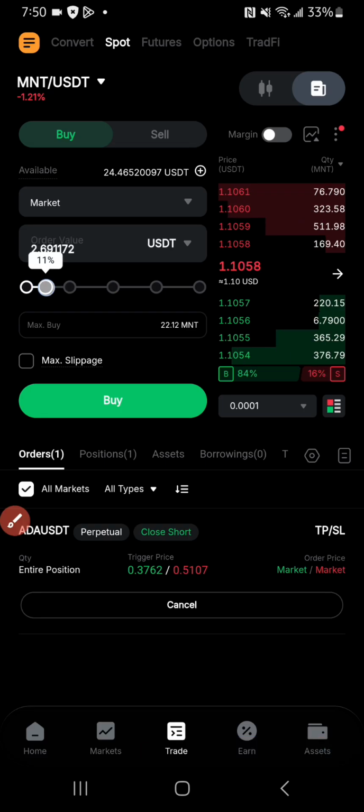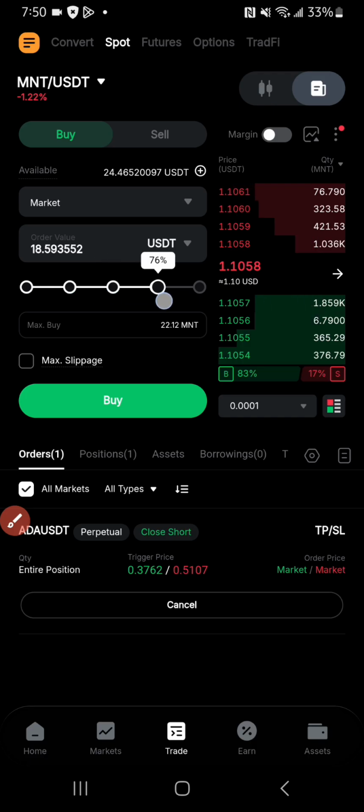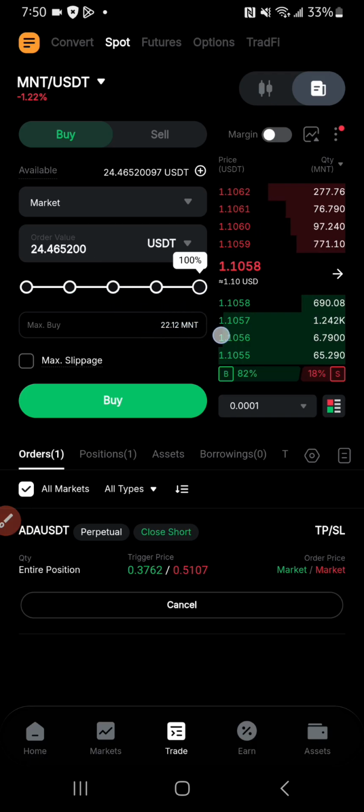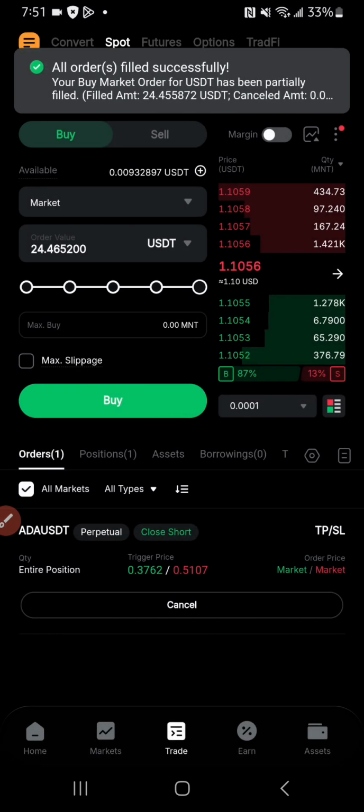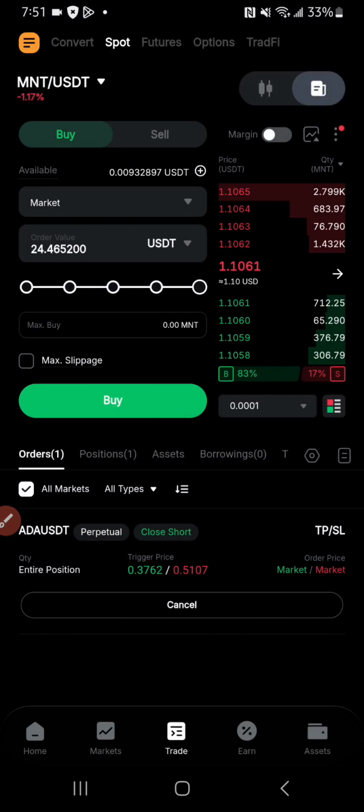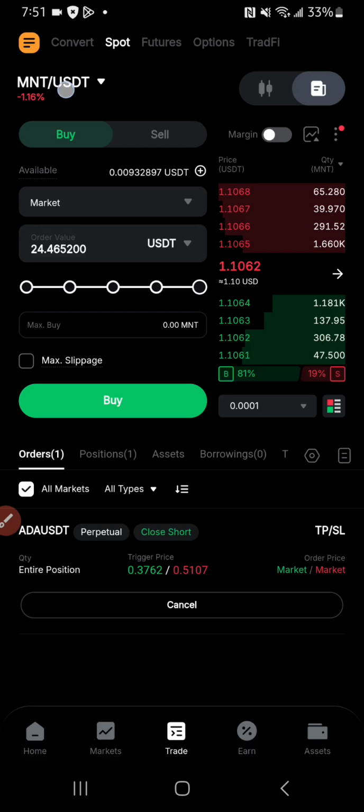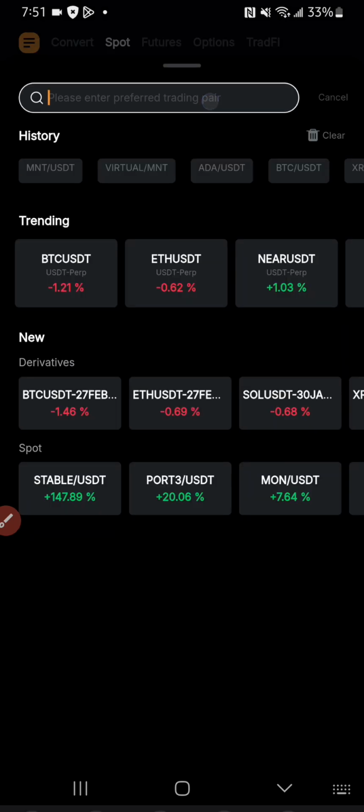The value depends on the amount you intend to use, either 50% or 100%. It is all left for you to decide. So mine, I'm going to put it at 100%. Then I will click on buy. After clicking on buy, you will need to confirm the buy again, and there you go, the coin was successfully bought.